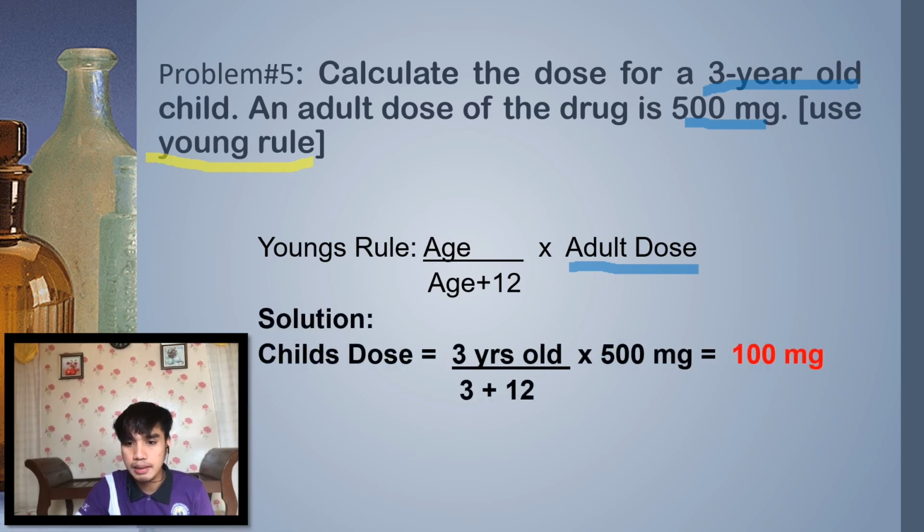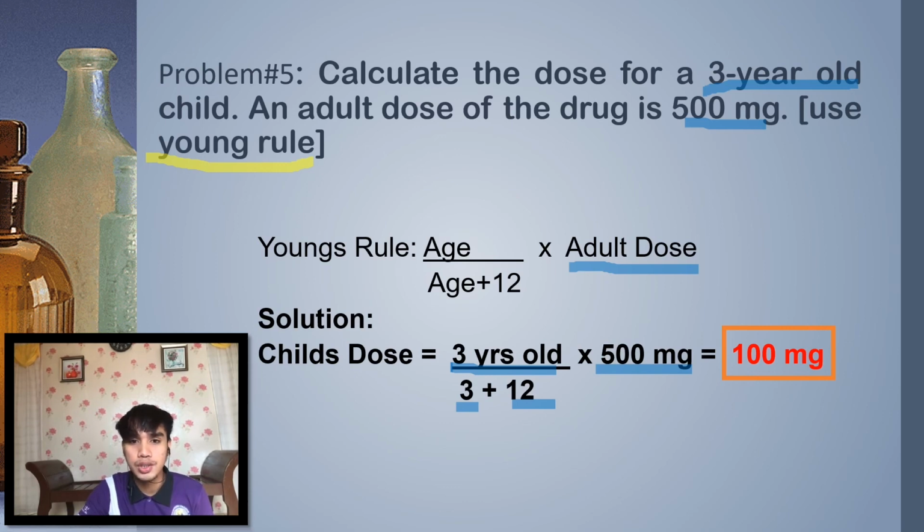So here's the substitution. 3 years old over 3 plus 12, wherein 12 is constant here and 3 is the age of the child. That would be a sum of 15. So 3 divided by 15 multiplied by 500 milligram, which is the adult dose, would give us the answer 100 milligram as the dose of the child using Young's rule. So simple as that.